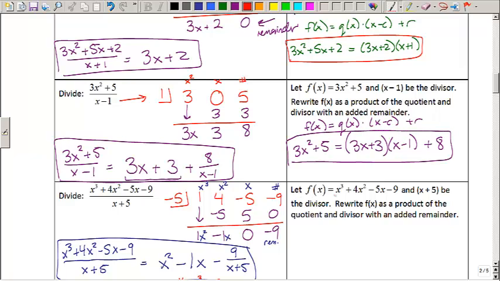Okay, on the next one we have f of x is equal to, again, the numerator, and I would like to rewrite f of x as a product of the quotient times the divisor x minus c plus the remainder. My f of x in this case is x cubed plus 4x squared minus 5x minus 9, and that is equal to my quotient, x squared minus 1x, times my divisor, x plus 5, plus my remainder, in this case minus 9.